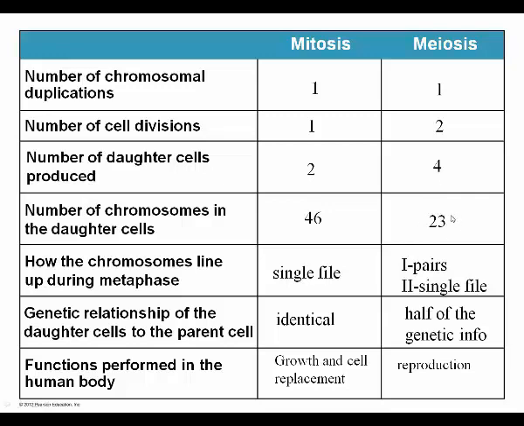In mitosis, the chromosomes line up single file on the metaphase plate, but in meiosis 1, they line up as pairs. In meiosis 2, they line up single file. If I compare the daughter cells to the parent cell, remember that daughter cells in mitosis are genetically identical to the parent cell, while daughter cells in meiosis have half of the genetic information, 1 copy of every chromosome. And the reason for these two types of cell division: mitosis is for growth and cell replacement, and meiosis is for sexual reproduction.